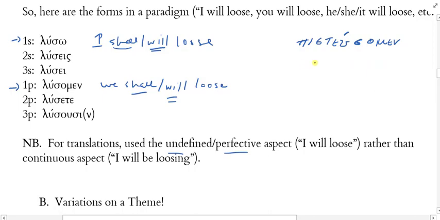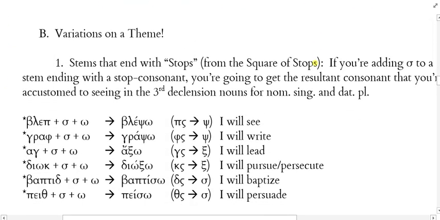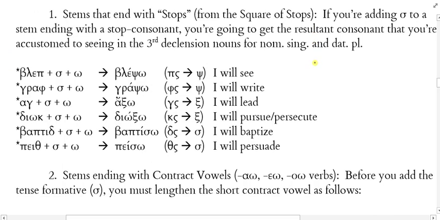Okay. Now, for B here, I have variations on a theme, which is just to say we're going to be doing the same thing to form the future of some other types of verbs, but those verbs have some peculiar problems, okay? There are some verbs that have stems that end with stops, or what we call stop consonants. Do you remember your square of stops? We learned that, all right? Anytime I have stop consonants, that consist of what are called the labials, the velars, or the dentals.